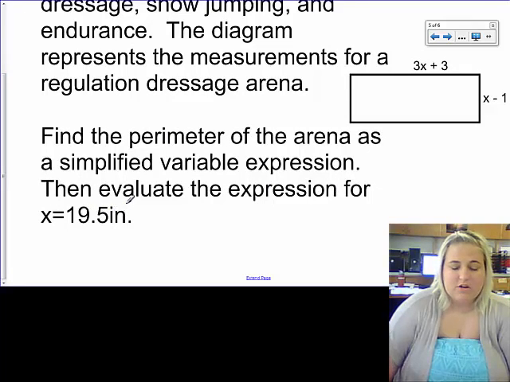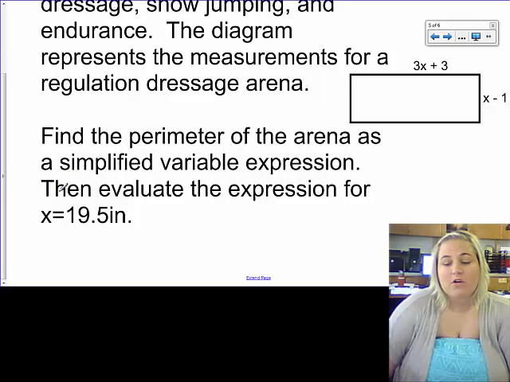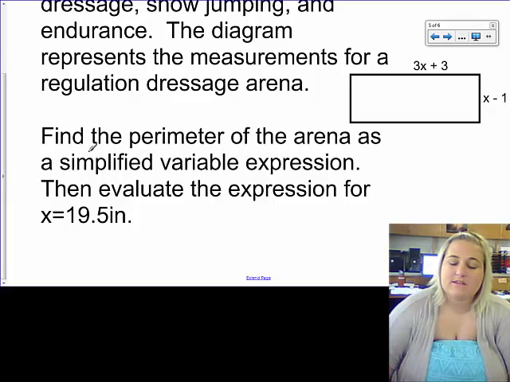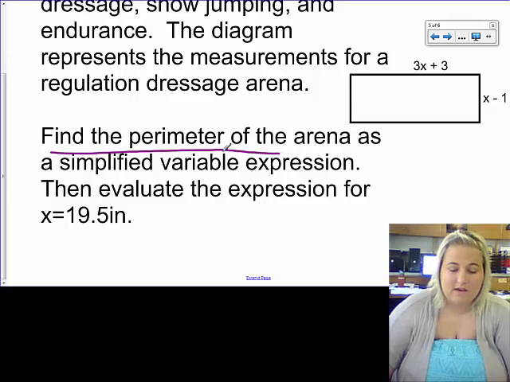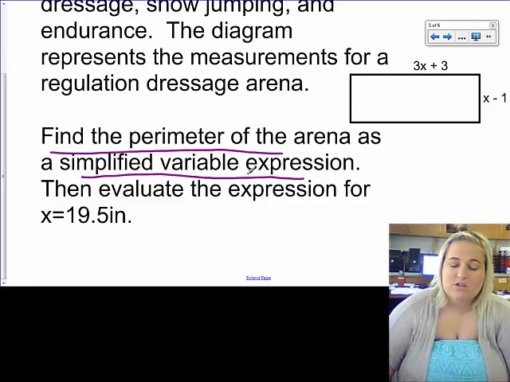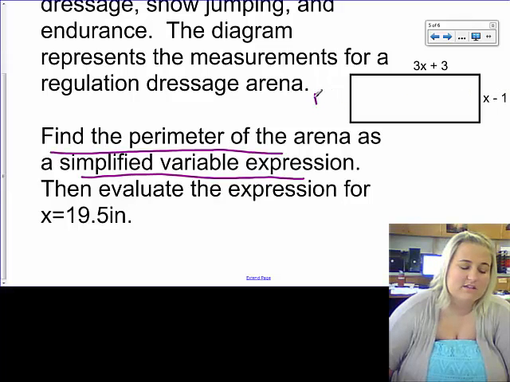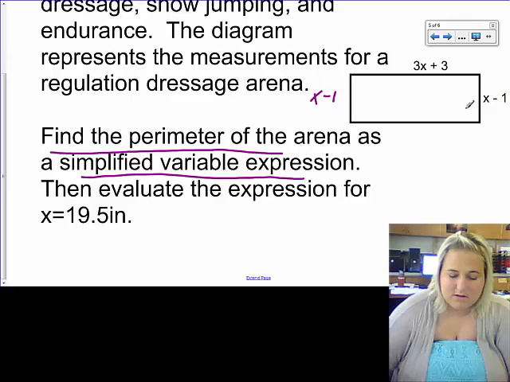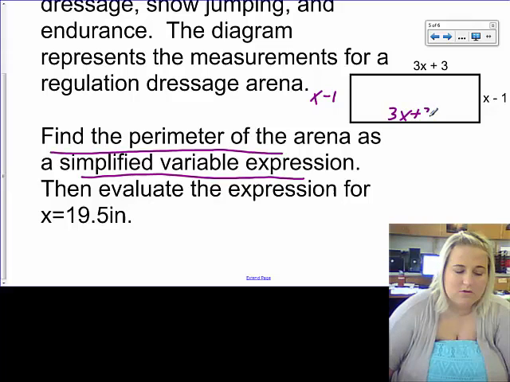Okay, so what we're going to do is first we have to find the perimeter of the arena as a simplified variable expression. So for the perimeter, we know that we add up all the sides. Well, they've given us 2 sides, and that they've also told us that it's a rectangle. So we can take this x minus 1 and put it over here because opposite sides should be equal, and this 3x plus 3 is going to go on the other side. So I have to add up all these sides to find the perimeter.